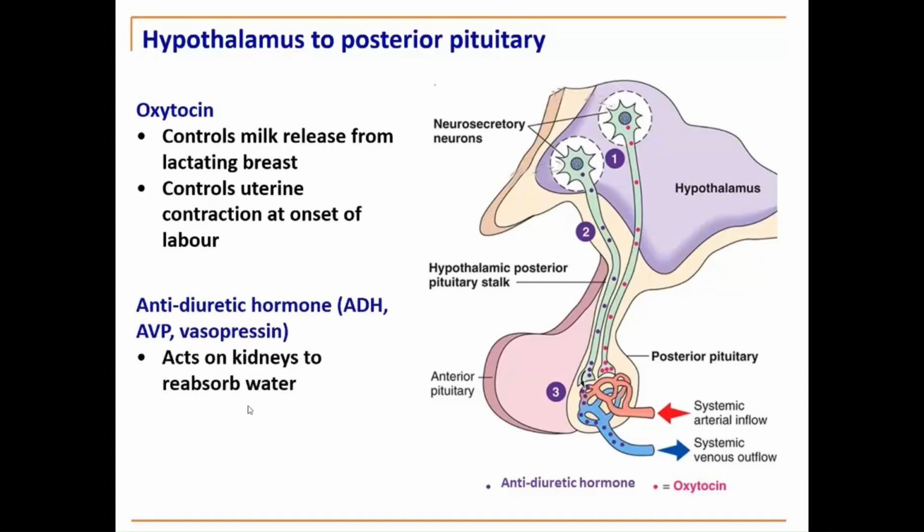And we also have antidiuretic hormone, also called ADH, AVP or vasopressin, and this acts on the kidneys to reabsorb water. It's released in response to an increase in plasma osmolarity, where it's detected by the hypothalamic osmoreceptors, and it's also seen in severe blood volume depletion.